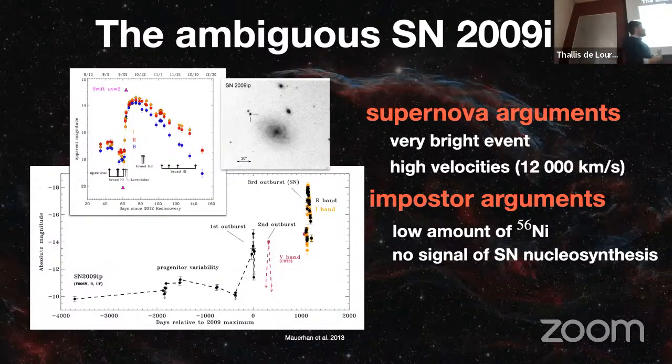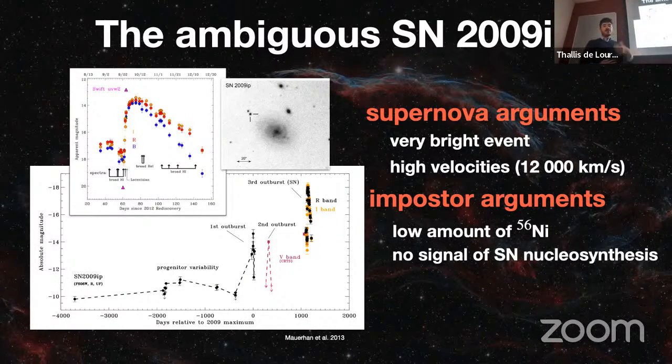But 1 year later, it presented another outburst, this one here, the second outburst, showing that actually the star was still there. It was still producing these very violent eruptions. So the first outburst was not a real supernova. And then in 2012, it presented these two eruptions. The first one here, also reaching -14, and the second one here, when it reached -18. So then people started debating again whether this was a real supernova or not.